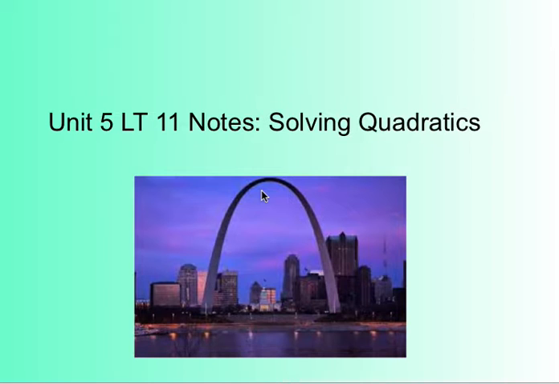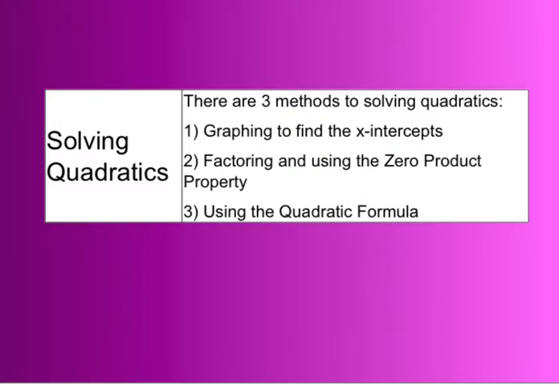So we're going to look at the different ways that we have gone through so far for solving quadratics. When you're solving quadratics, there's three different methods you can use. The first is graphing to find the x-intercepts. Basically, when you use the zero product property and the quadratic formula, what you're doing is finding the x-intercepts of a graph. Okay? And so those are the other two options you can use to solve.